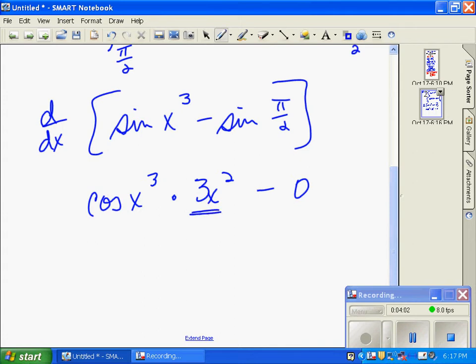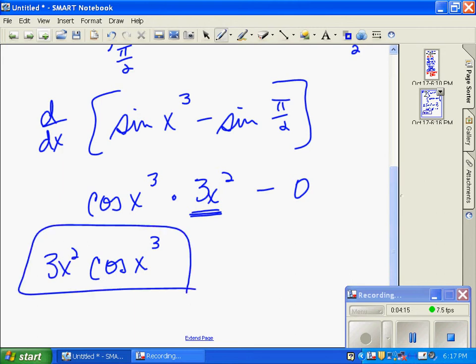So as you can see right there, not only do I just substitute in my x cubed for the t, but I have to multiply by the derivative of that x cubed, which is 3x squared. And there is my final answer on that. Okay? Alright.